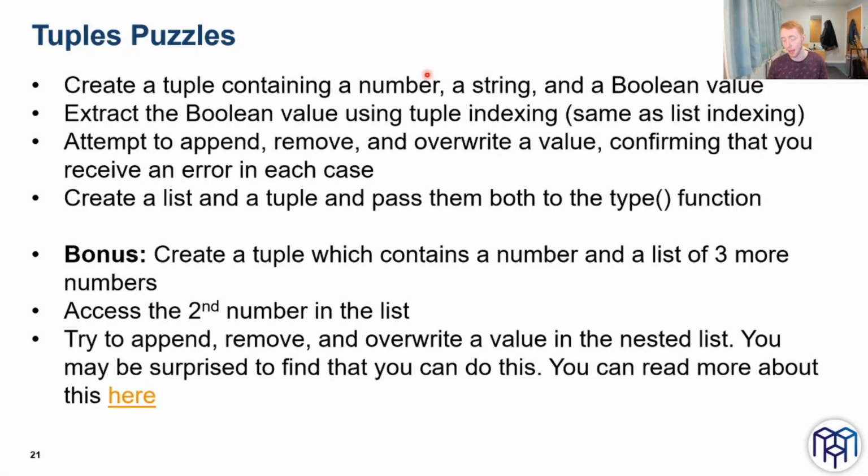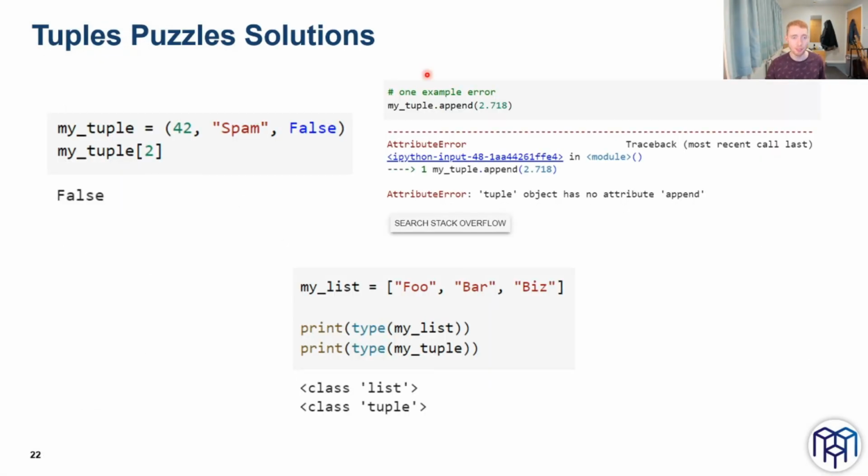Okay, so let's have a quick look at these solutions. It's something like this. We create a tuple with 3 values, a number, some text, and a Boolean value. We want to extract the Boolean one. I have this as the third position, so the second index. We use square brackets with the number 2, and that extracts it out. We can try to append, delete, or overwrite, but none of that is allowed, and we get an error saying that a tuple is not capable of being manipulated. The error might be slightly different depending on what we tried to do: overwriting, appending, or deleting.